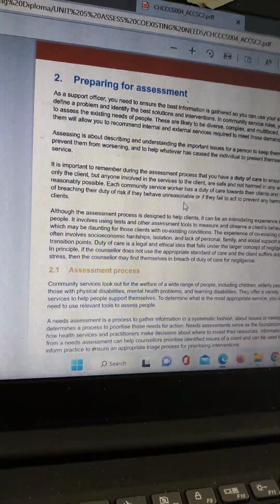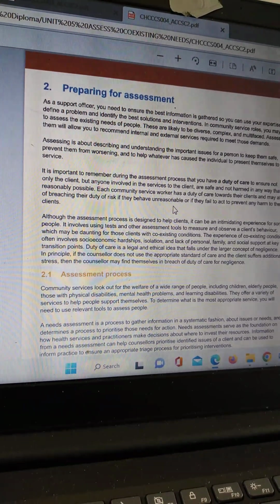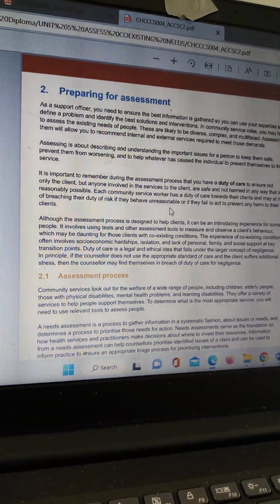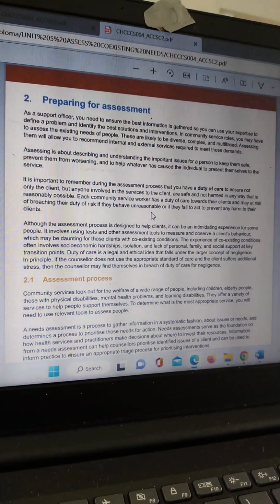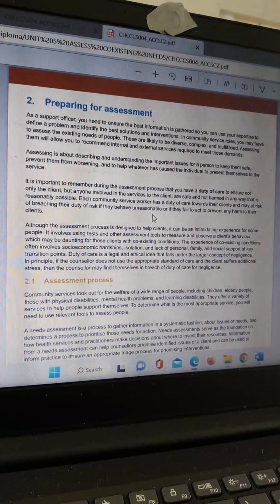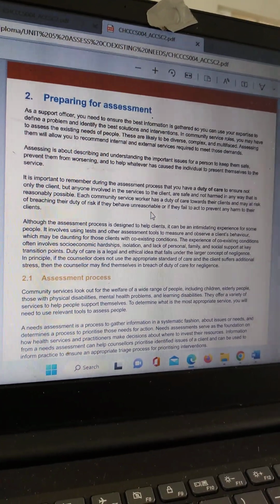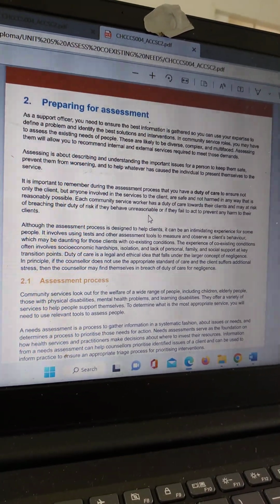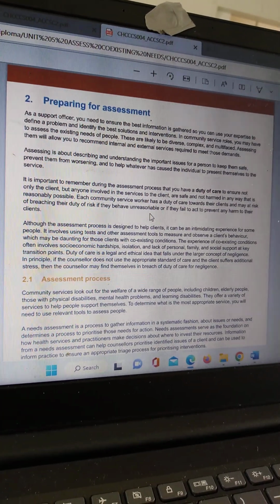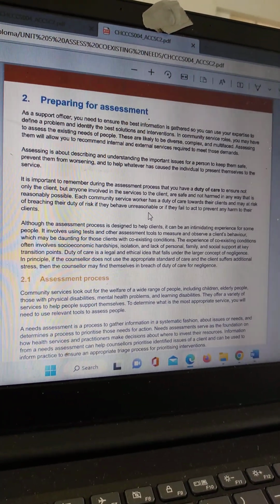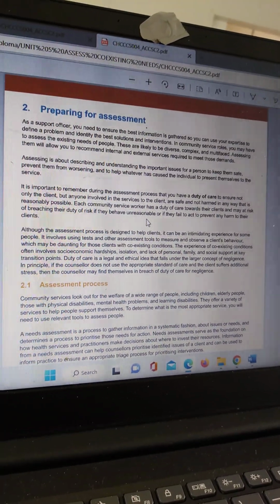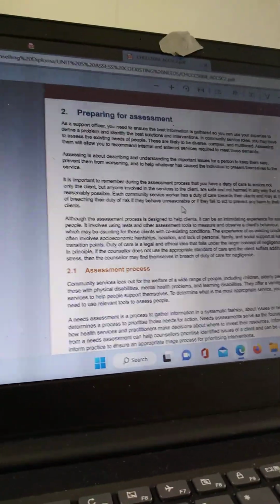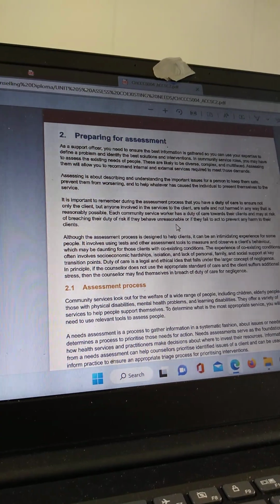Although the assessment process is designed to help clients, it can be an intimidating experience for some people. It involves using tests and other assessment tools to measure and observe a client's behavior, which may be daunting for those clients with coexisting conditions. The experience of coexisting conditions often involves socioeconomic hardships, isolation, and lack of personal family and social support at key transition points.